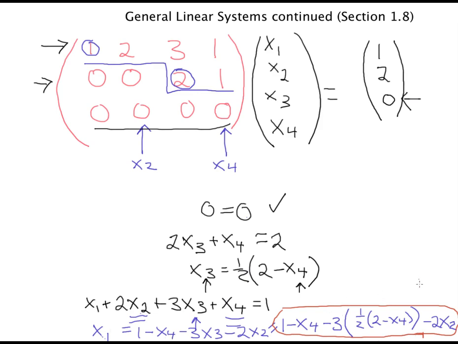This says x1 is equal to an expression with two free variables on the right-hand side. There's an x2 and there's an x4. So there's a two-parameter family of solutions. You pick any value for x2 and x4, and that gives you a unique value of x1 and also x3, and that's all of the solutions.